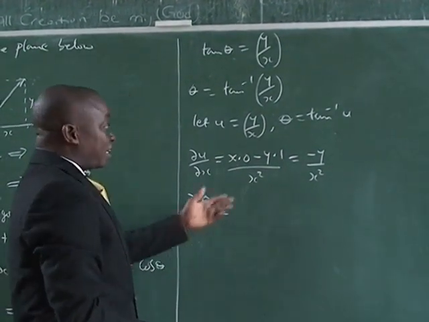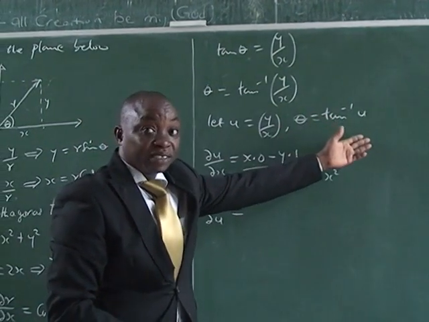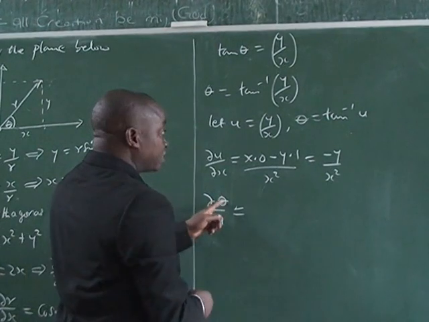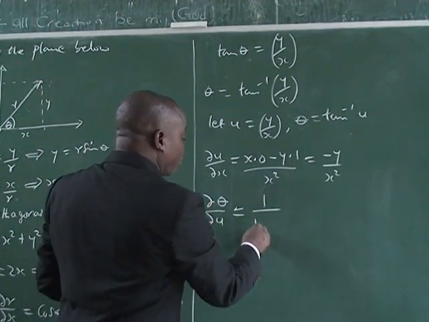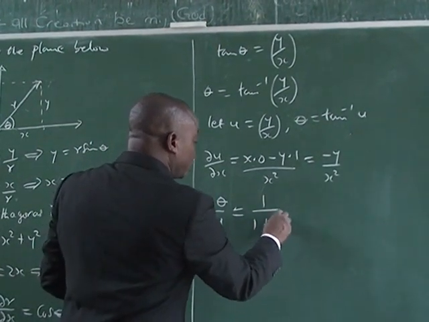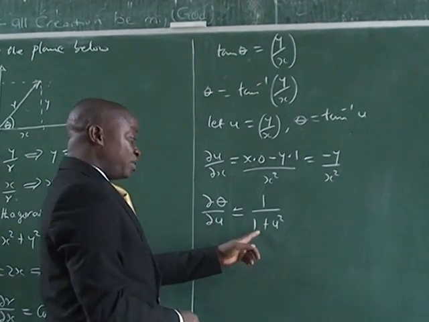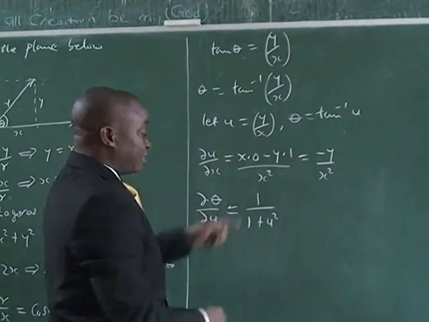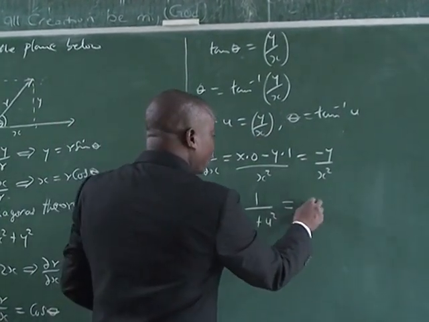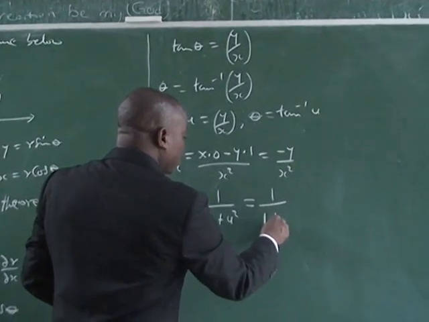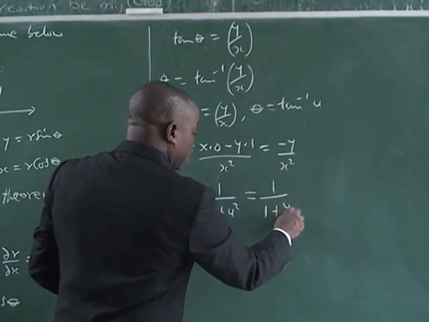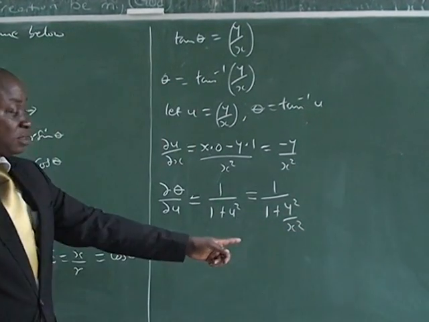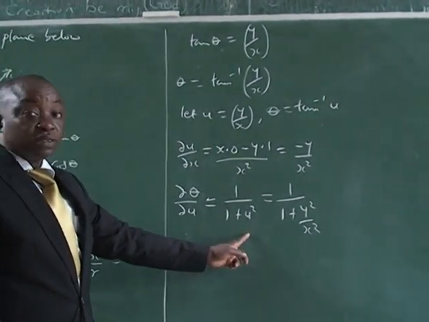So now that we have theta with respect to tan inverse of u, partial theta over partial u is 1 all over 1 plus what? u squared. Then we know that u is y over x, so we can write this as 1 all over 1 plus y over x, all squared.